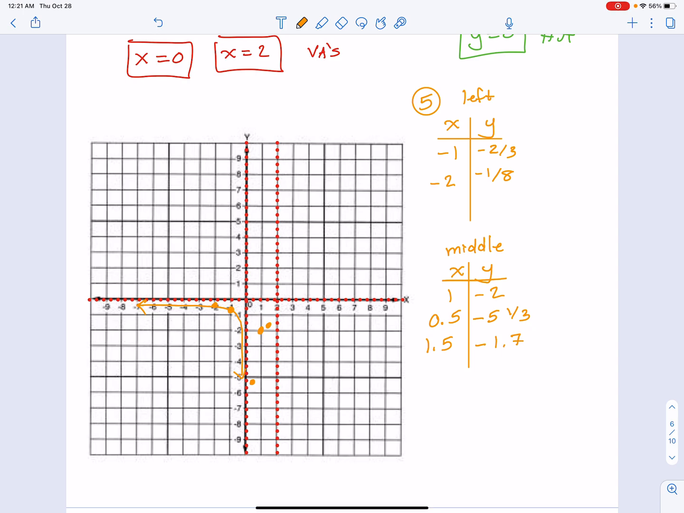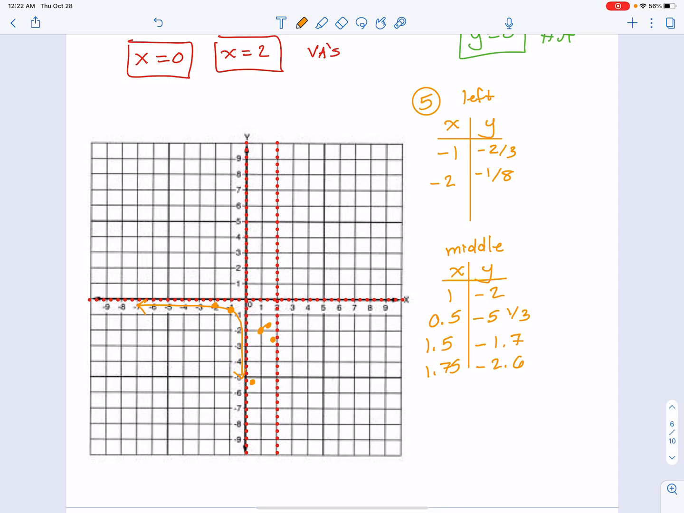So you may go, hey, I kind of think I know what's going on here. As we go this way, it looks like we're going down, but what's happening here? So you probably want to go for another point. So between 1.5 and 2, we have like 1 3/4 or 1.75. And we get negative 2.6-ish. So we come back down this way over here.